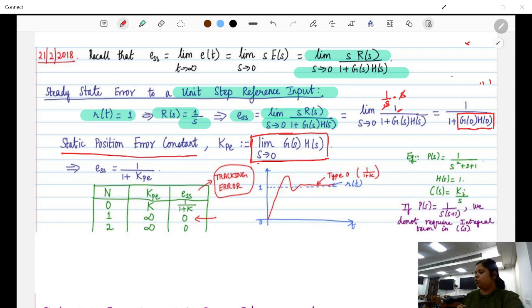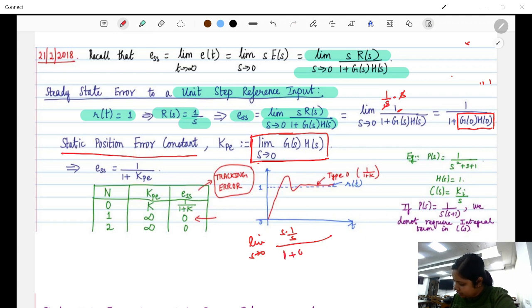Now, if it were a type 1 system, this would have been the solution, right? Why would this have been the solution? See what you wrote: limit s tends to 0. You know that these terms are already cancelling out, and you have 1 plus GsHs, all right? And you try to find for this.